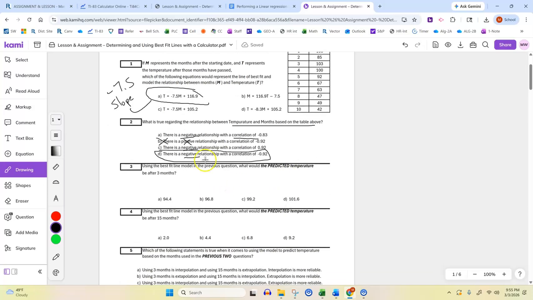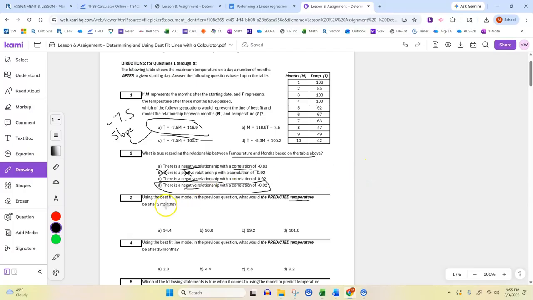Okay, great. So now we can use our best line fit, which is this right here, choice A, to start answering these. Now all we have to do, let's see, use the best fit line model. What would the predicted temperature be after 3 months? Now it's very important that you don't just say, hey, 3 months is 103. First of all, it's not on there, so that would have been a tricky trap answer, I guess. We have to use the equation, okay?